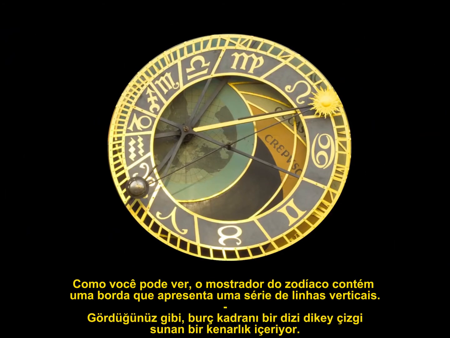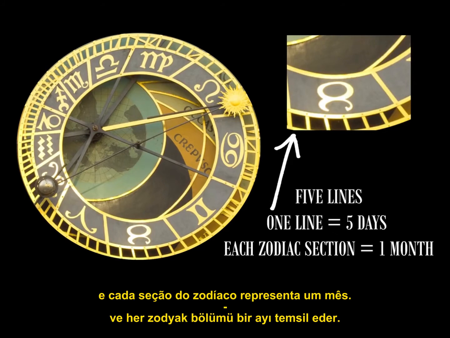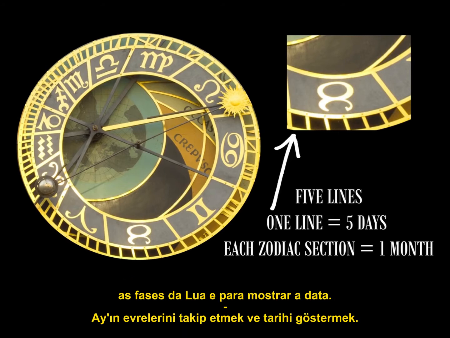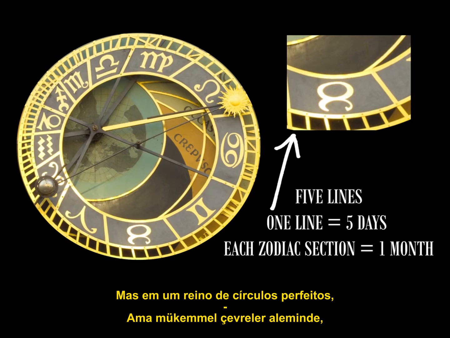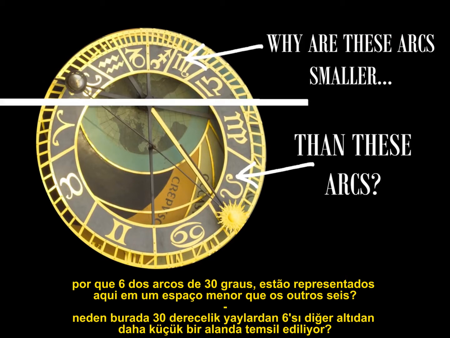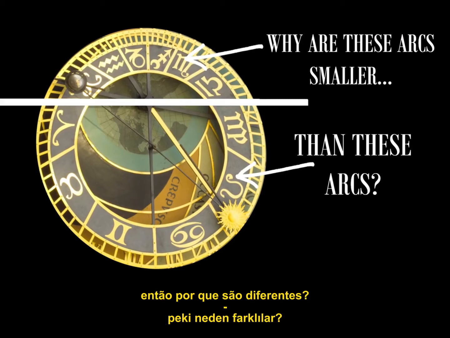As you can see, the zodiac dial contains a border that presents a series of vertical lines. These lines represent a chunk of 5 days, and each zodiac section represents a month. Those of the old world use this dial to track the seasons, the phases of the moon, and to present the date. But in a realm of perfect circles, why are 6 of the 30-degree arcs here represented within a smaller space than the other 6? They all contain 5 subsections, so why are they different?